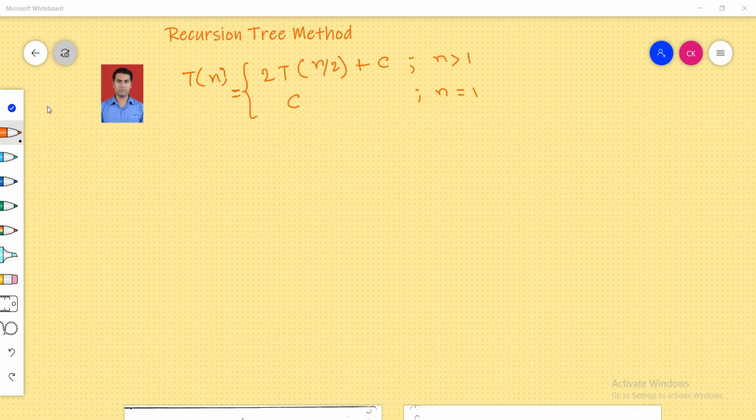Okay, good morning everyone. Today we will discuss a recursion tree. We have already discussed the back substitution technique, and today we will discuss the recursion tree method: how to solve a recursive algorithm using the recursion tree method.